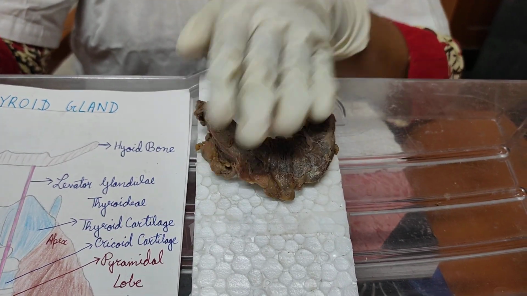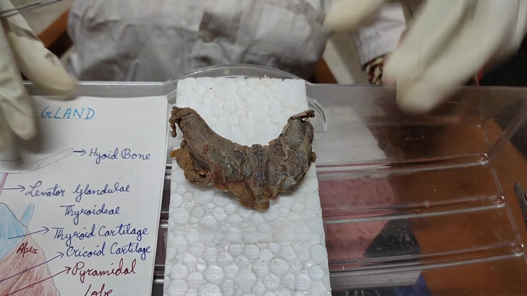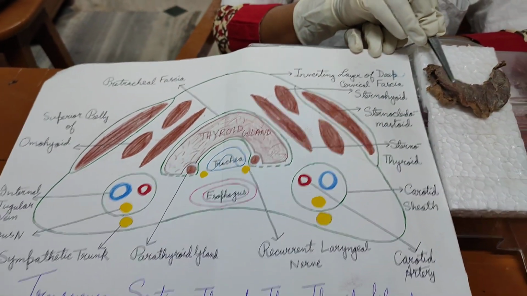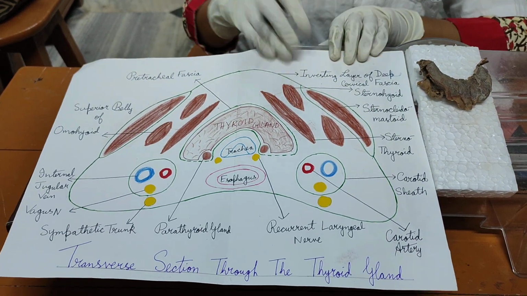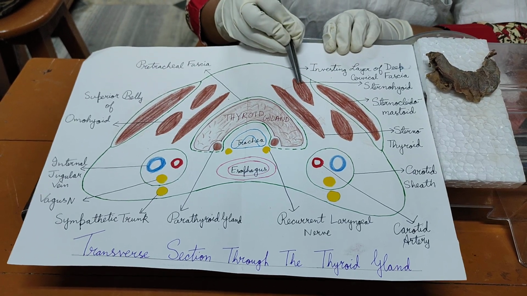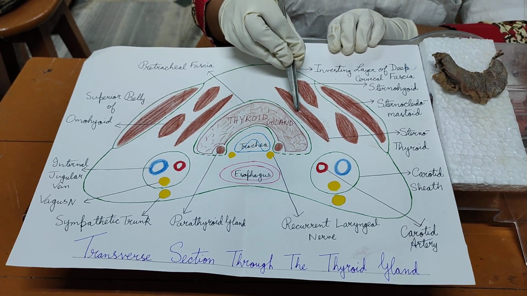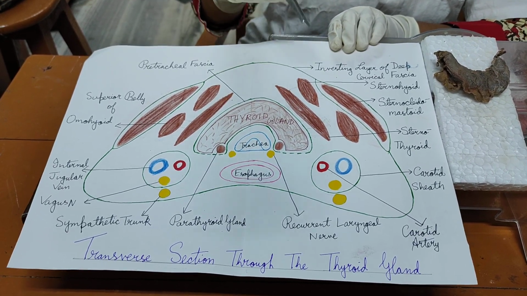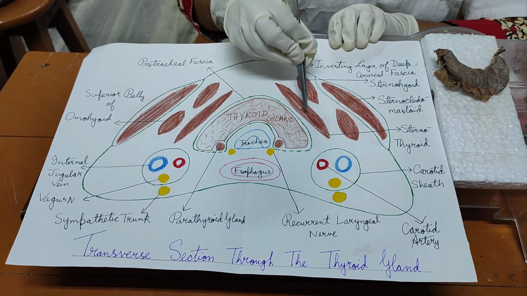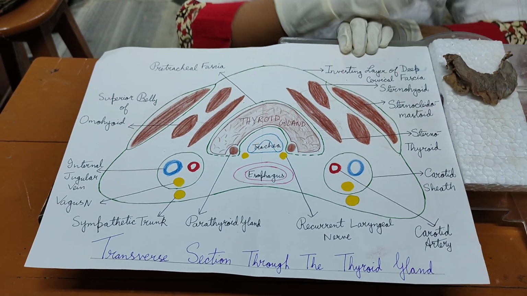Each lobe of the thyroid gland is related to the surrounding structures. First, coming to the anterolateral surface, the anterolateral surface of the thyroid gland is covered by the anterior border of sternocleidomastoid, the sternohyoid muscle, superior belly of omohyoid muscle as well as sternothyroid muscle. The sternothyroid and superior belly of omohyoid muscle are also known as strap muscles of the neck.